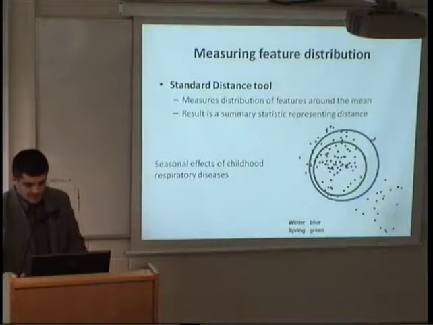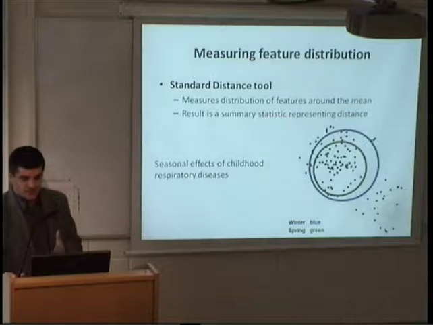While the mean center and central feature tools tell us about the center of a distribution, they don't tell us about the overall distribution. The standard distance tool tells us how dispersed our features are around the center. In the map shown, we have indices for respiratory disease among children. We want to see if we can detect any seasonality in this disease.